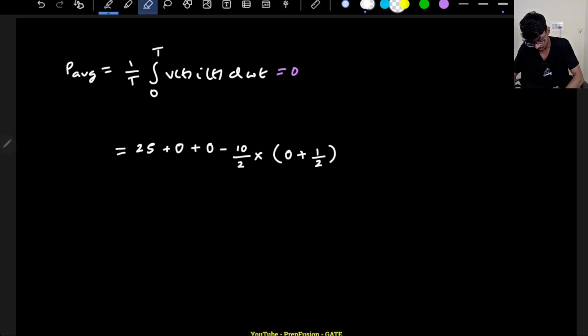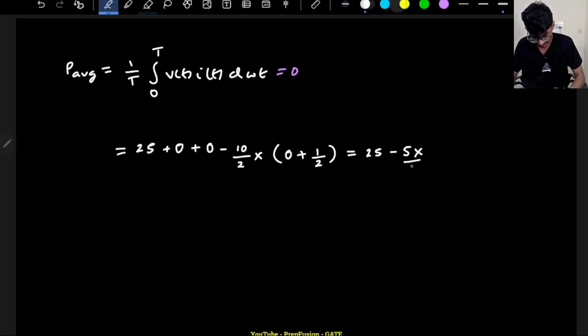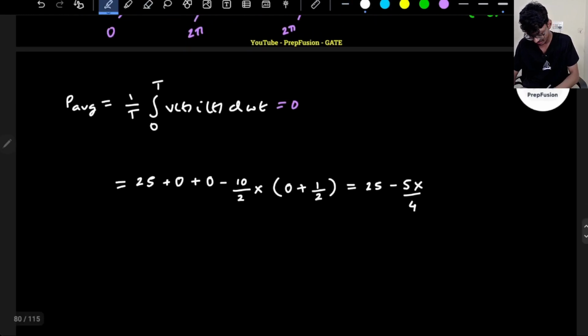So this value will come out to be 25 minus 5x into 1 by 2, right? So this will be 5x by 4. Now in the question, what have they told us? They have told me that this average power is equal to 0. So this will be equal to 0.